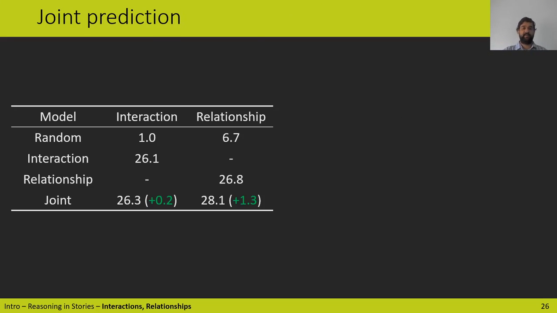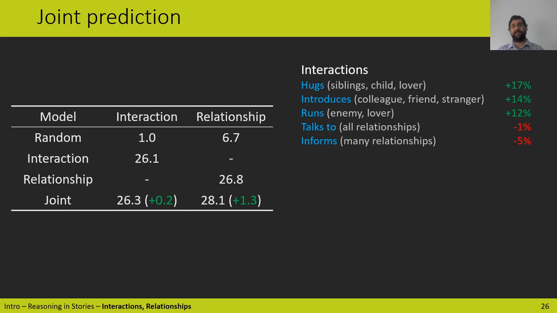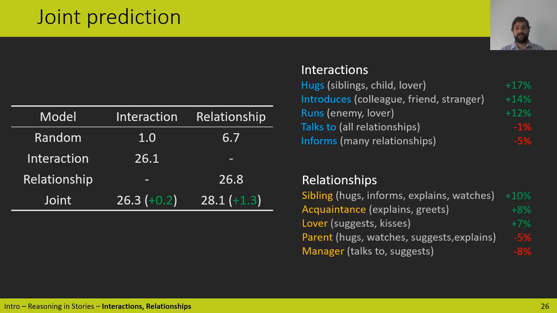If you look at the numbers, the performance improvement, however, is quite modest. But looking deeper, we notice that some interactions that have specific relationships, such as hugs, which is typically limited to a few relationships, see a large improvement in performance, even up to 15 or 17%, while generic interactions based on dialogues that happen between all relationships almost see a slight drop in performance. A similar pattern is seen for relationships, where relationships that have unique interactions see a large gain in performance, while relationships that are relatively common or include interactions that are fairly common across all relationships see a small drop.